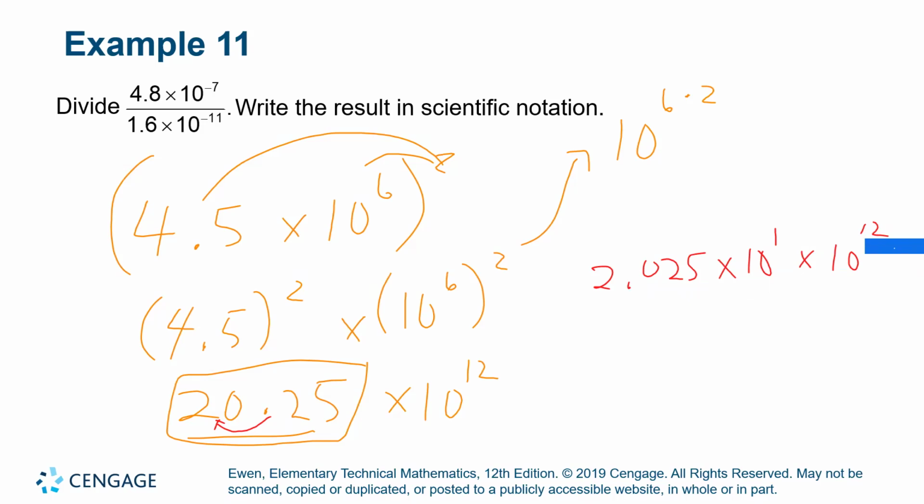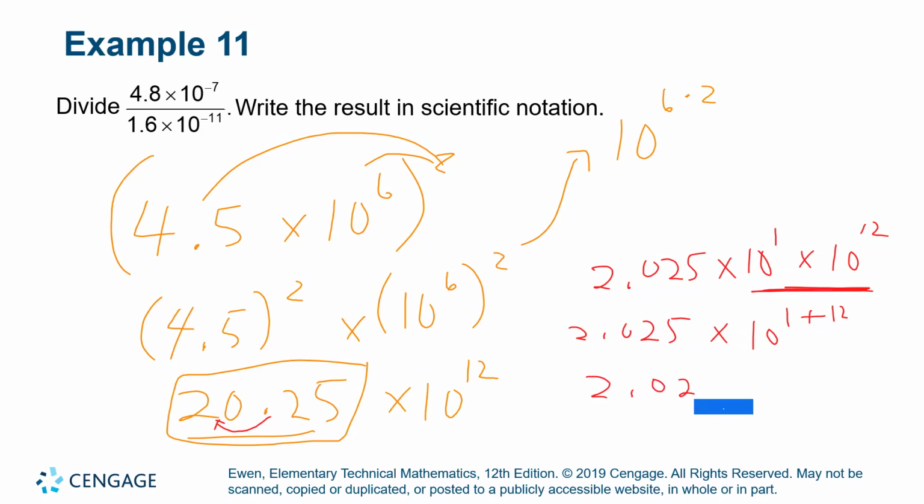So now you could apply the product rule to this: 2.025 times 10 to the power 1 plus 12. 2.025 times 10 to the power 13. And now we can say that it is in scientific notation. And that's it, you're done.